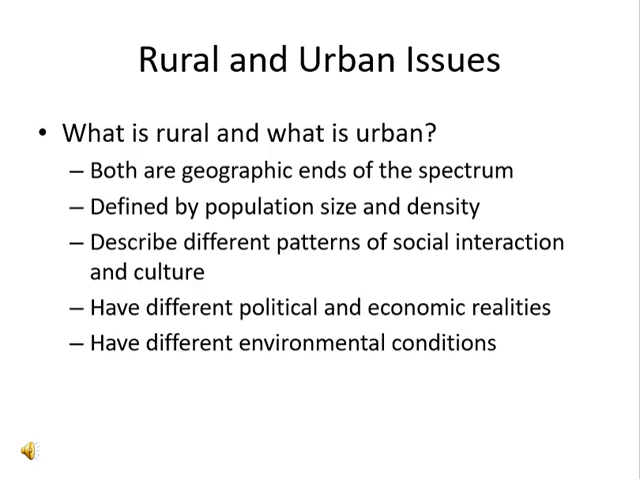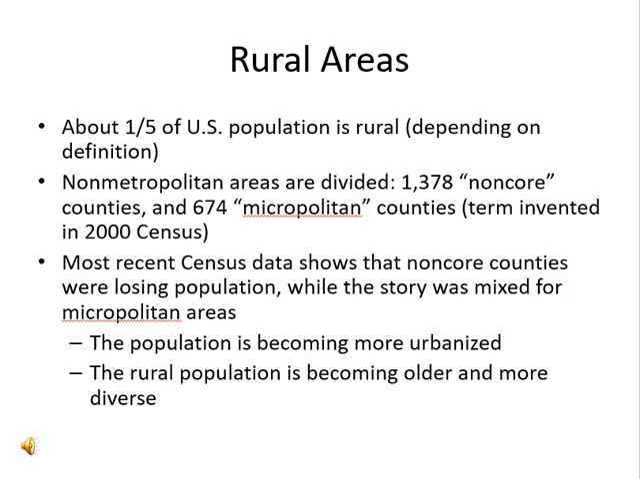And to this day, we continue to see important differences in rural and urban areas, each occupying different geographic ends of the spectrum, and a lot of the outcomes are tied to simple population size and density, though not everything that separates them can be reduced to that. And we see, for instance, different patterns of social interaction, different styles of culture, different political and economic realities, and especially different environmental conditions between urban and rural areas. In the United States, rural areas and rural people account for about 1/5 of the population.